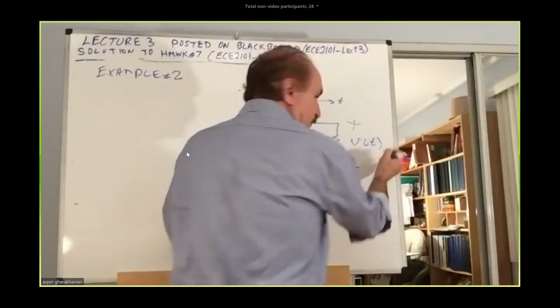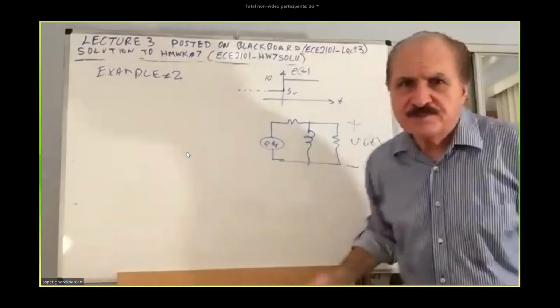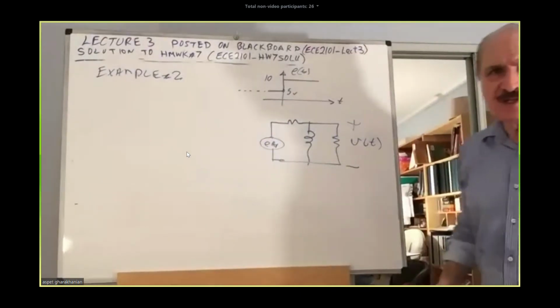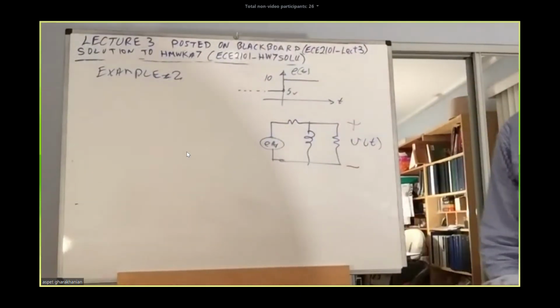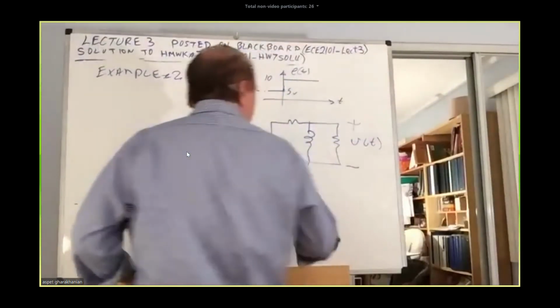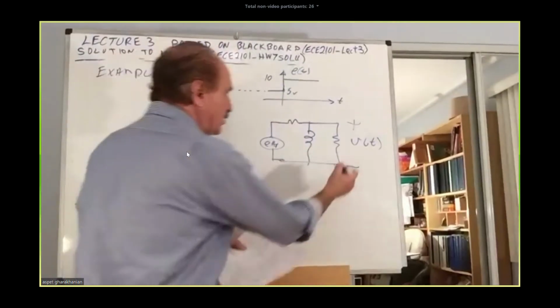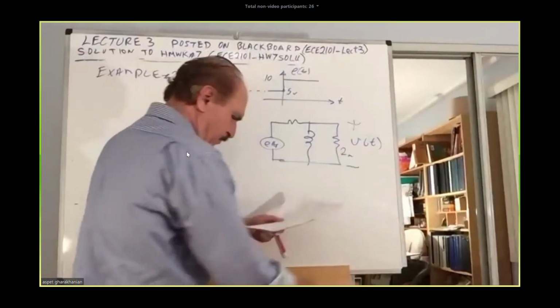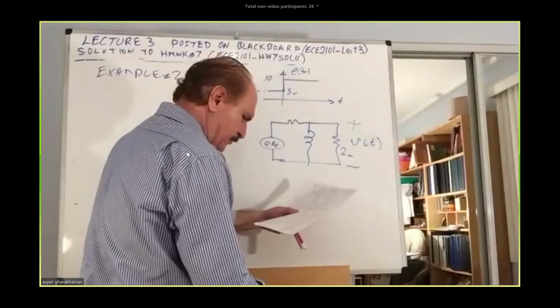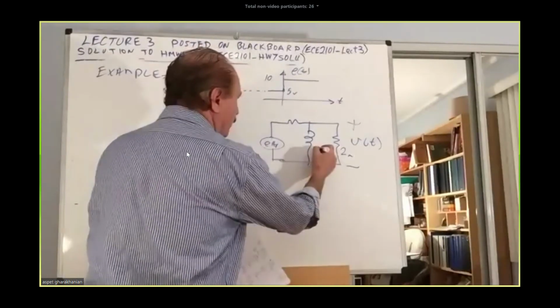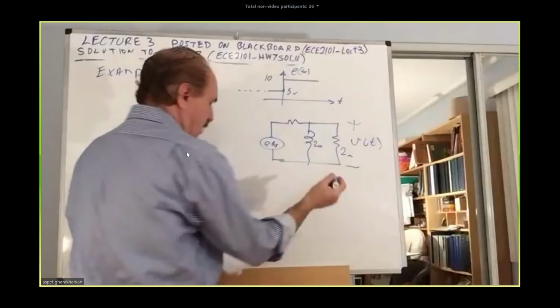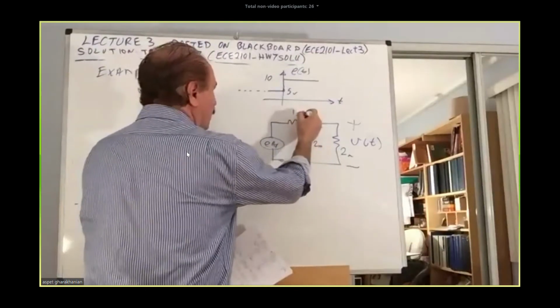V of t. Now let me see if the whiteboard is still in the picture. Yes, it still is in the picture. So we want to solve that one. L is 2 Henry, and this is 1 ohm.